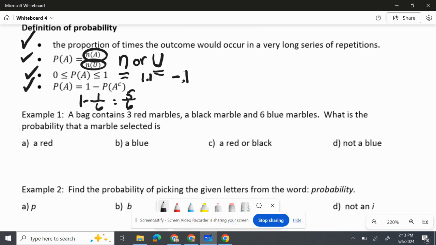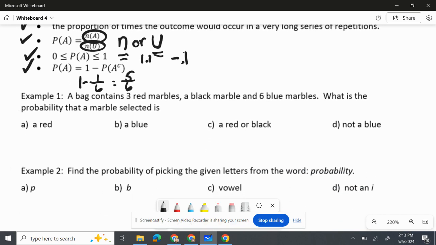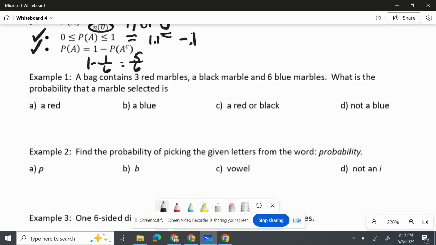We're going to look at first probability with marbles. The first thing that we always want to do is figure out how many marbles there are. So in this case, when we add up the 3, the 1, and the 6, that gives us 10. So the probability of a red marble would be 3 out of 10. The probability of a blue marble would be 6 out of 10.